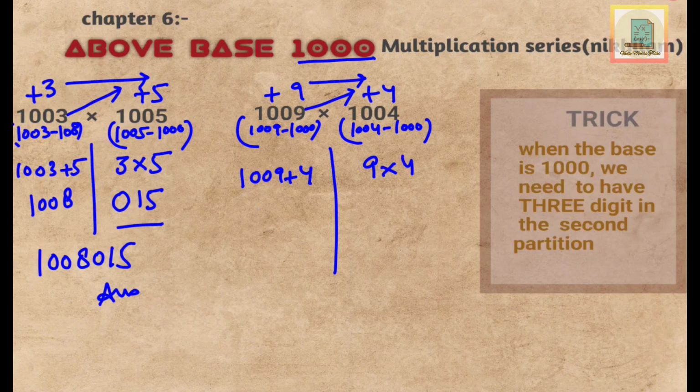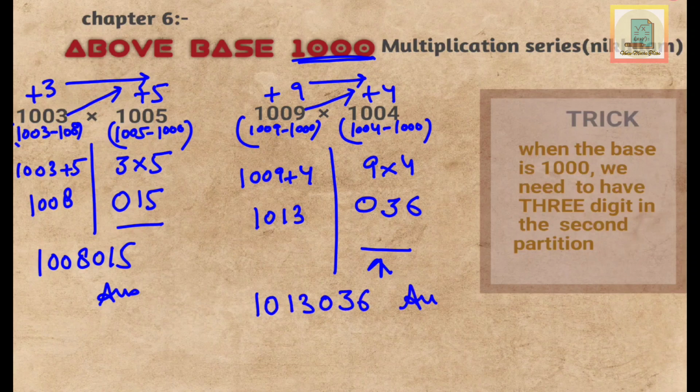In the first partition we get 1013, and in the second partition 9 multiplied by 4 gives you 36. Now since the base is 1000, we need to have 3 digits in the second partition. Here also we have 2 digits, so we'll add 0 before 36 to make it 3 digits. So the final answer is 1013036. Now let's take some more examples to understand this method better.